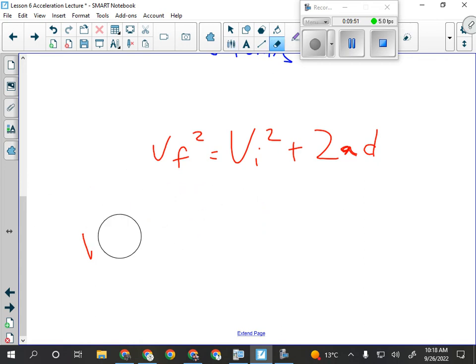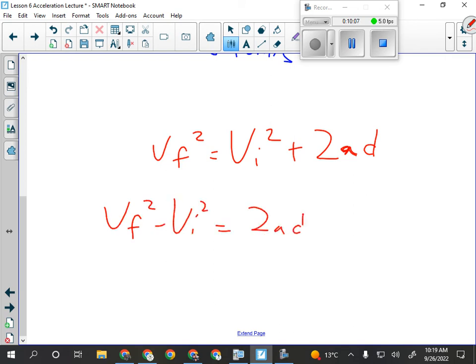What if I want to solve for A? What should I move first? The VI, yeah. It's going to equal 2AD, so I want to leave A over there. What do I have to do with the D? 2D. If I wanted to solve for D, I divide by 2A.